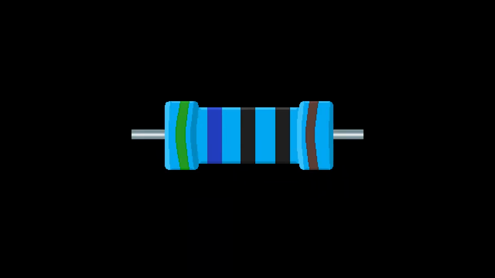If you wanted a resistance value of 560, you would choose a resistor with the first band as green for 5, second band as blue for 6, and the third band as black for 0. If you combine these numbers into 560, you get 560 ohms.